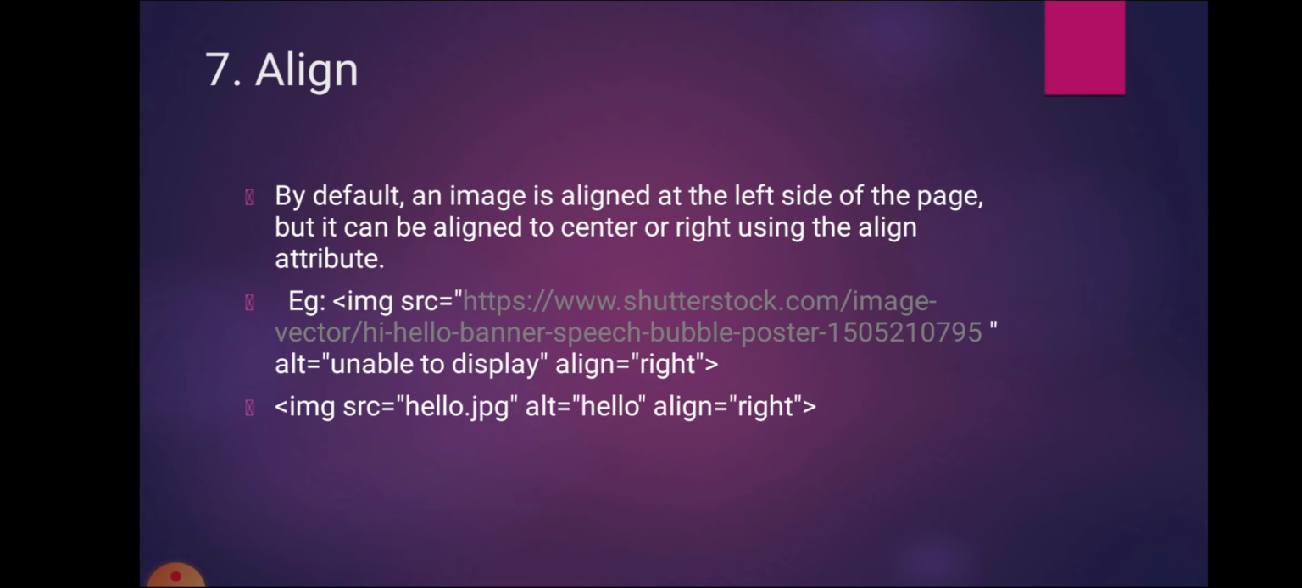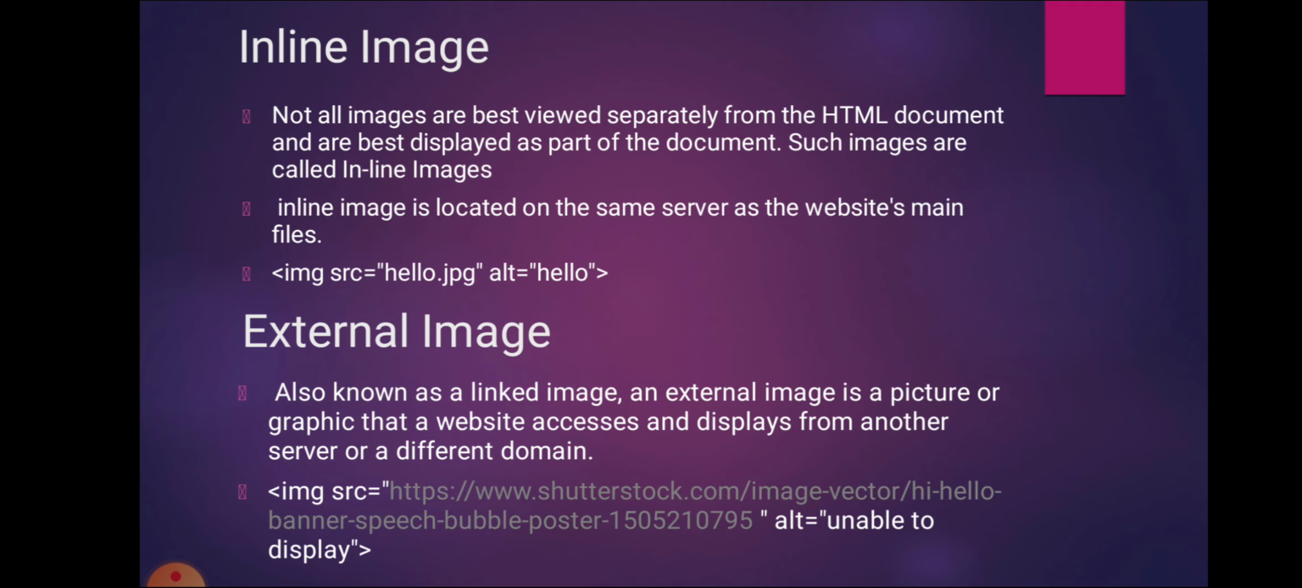For example, img src equals URL, alt equals unable to display, and align equals right, means that image is displayed on the right side of the web page. And img src equals hello.jpg, alt equals hello, and align equals right, means hello.jpg image also displayed on the right side of the web page. By default, alignment is left.